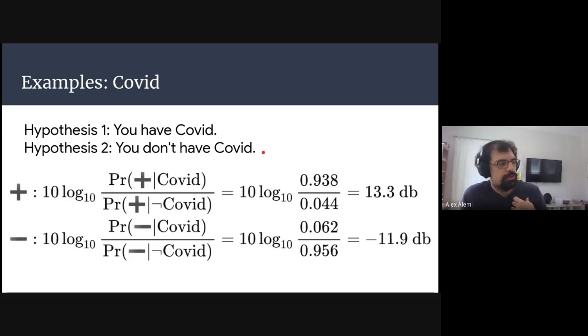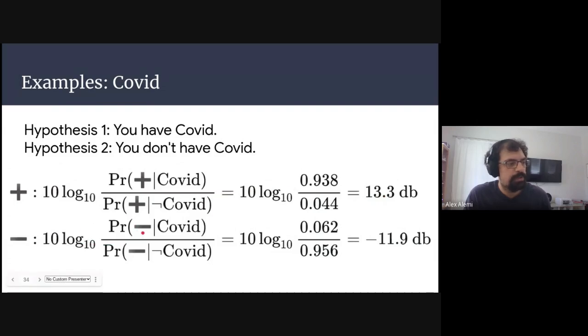Imagine here's one hypothesis, you have COVID. Another hypothesis, you don't have COVID. And what's the data going to be? You're going to take a COVID test, and the COVID test is either positive or negative. What's the weight of evidence if you get a positive test? Well, what we would need to know is the probability that you get a positive test if you have COVID, and that's the sensitivity of the test. And the probability that you test positive if you don't have COVID, which is the false positive rate of the test. The log ratio of those two things, for some tests I looked up, is 13 decibands that you would get for every positive test.